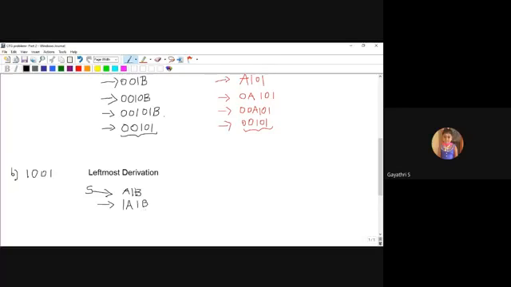I will not say this is the only way of deriving the string. There are n number of ways possible. For this A, what will be your choice? I will move with your choice only. 0A. So for this A, we will choose 0A1B.